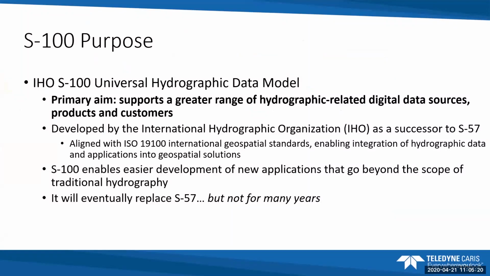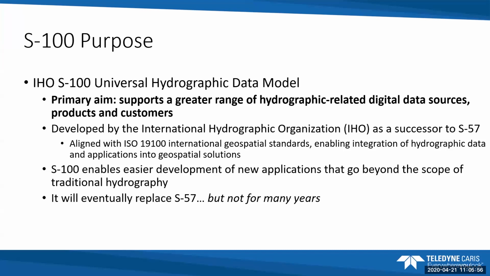So what is S-100? The first edition of IHO S-100, the Universal Hydrographic Data Model, was released 10 years ago already in 2010. And S-100 is really about supporting a greater range of hydrographic related source and products, not just ENCs. It has been thought as a data framework to make a variety of product specification, as you saw in my previous slide. It has also been thought with interoperability in mind.